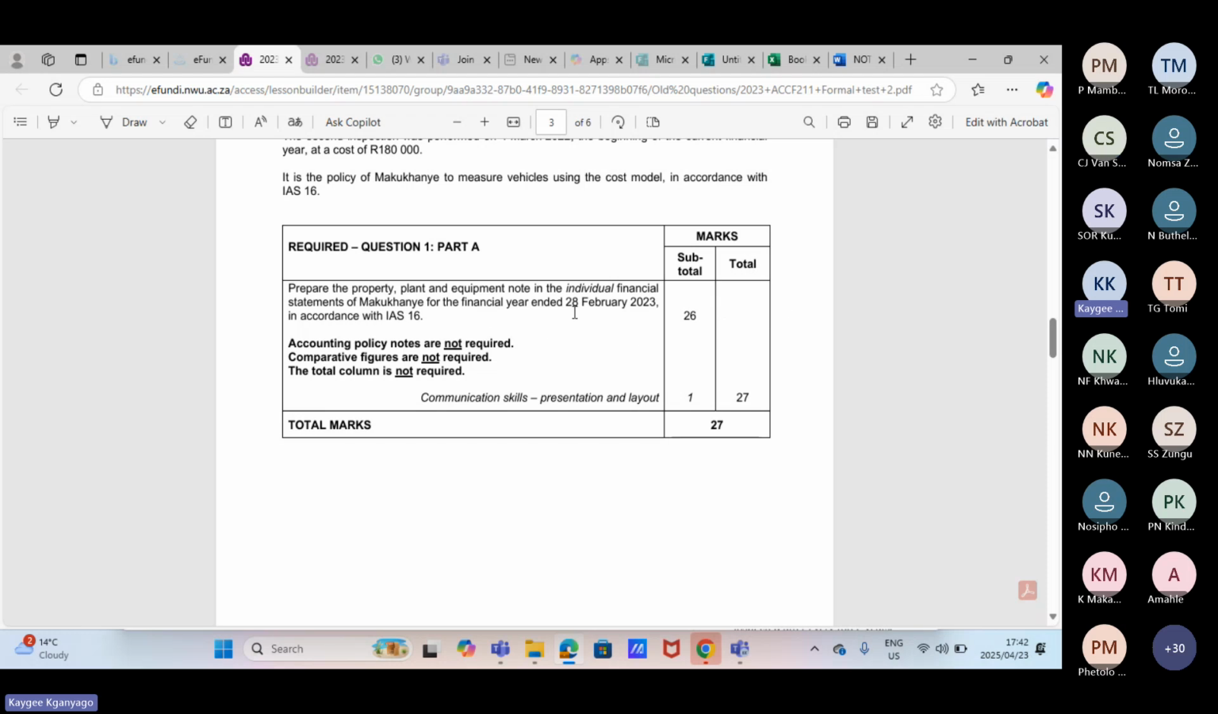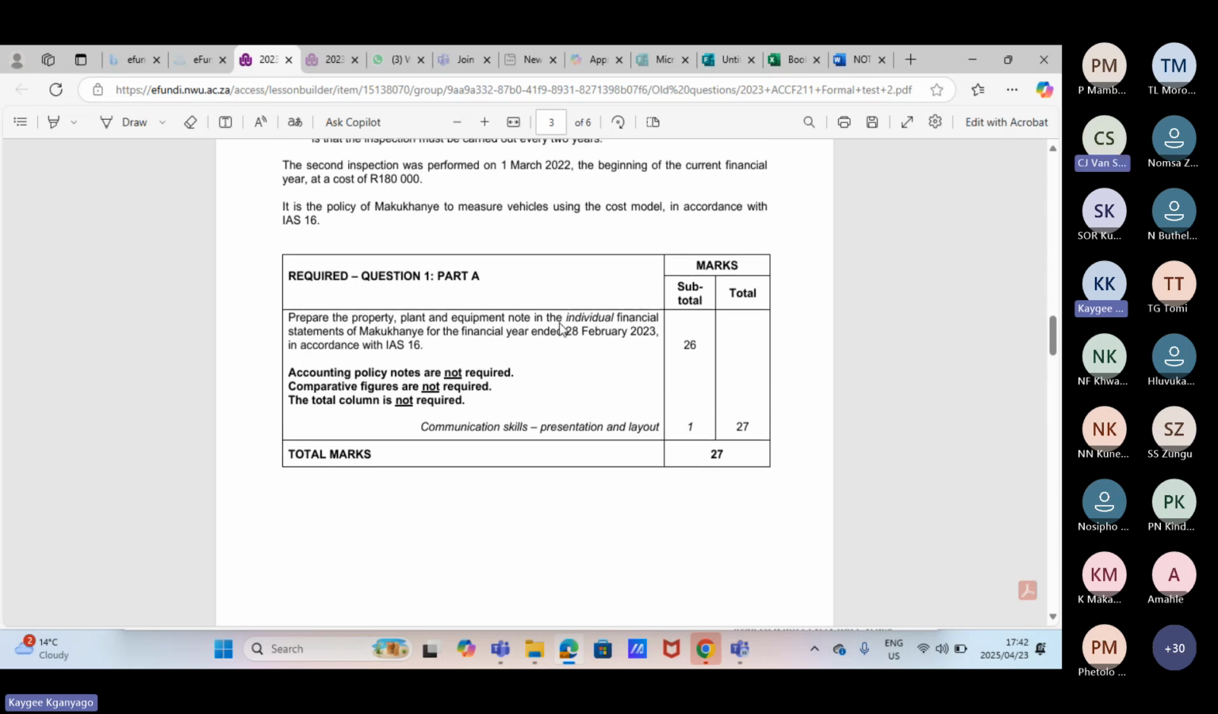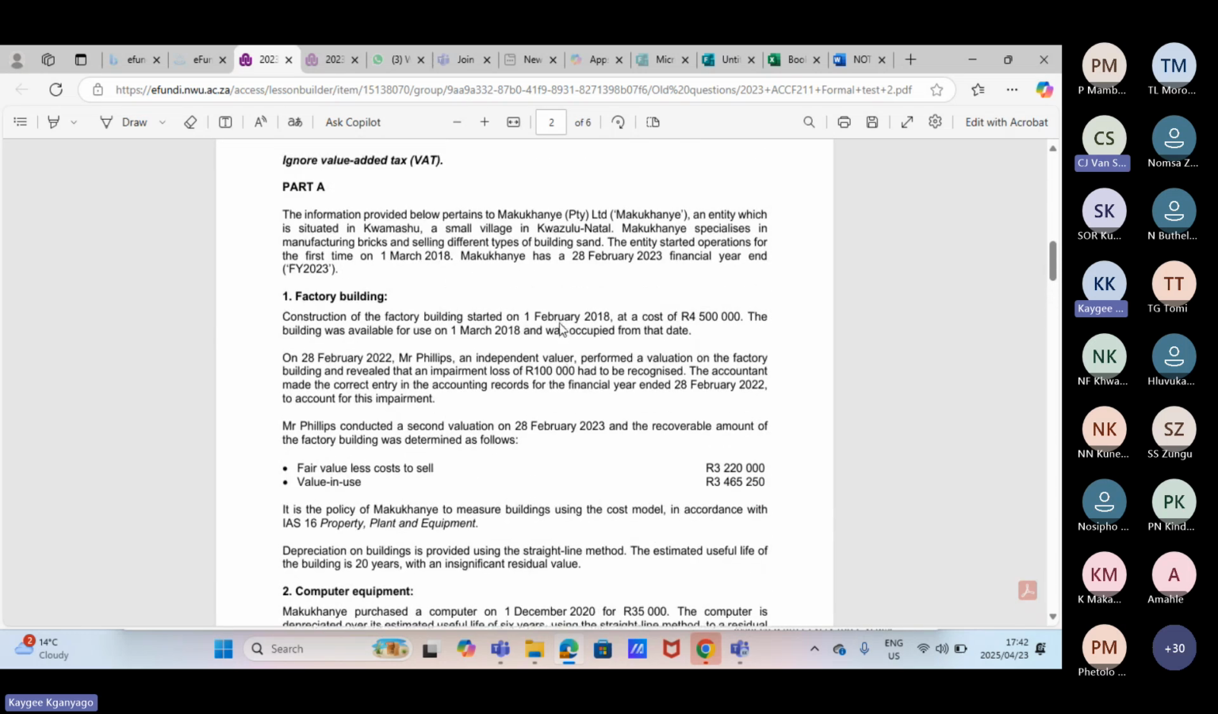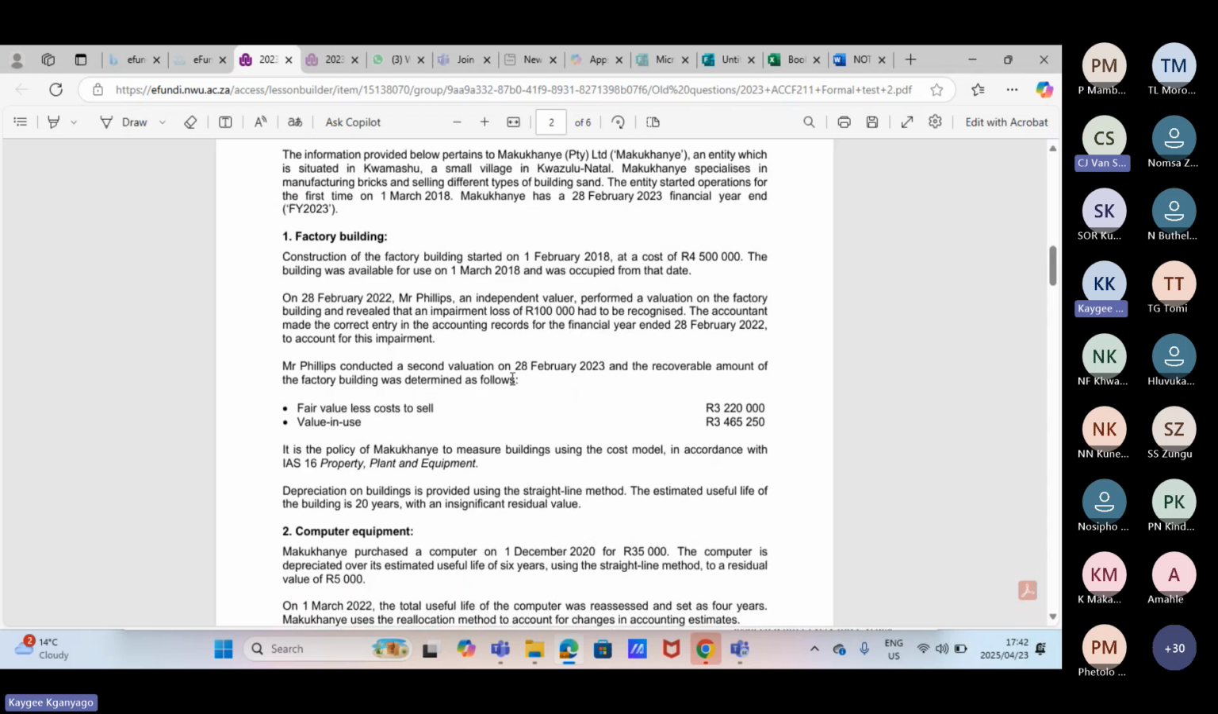Okay. So for this question, I must make calculations until 28 February 2023. Do you agree on that one? Yes, it's what I was saying. I was just confused because I thought we said that we should do 2022's calculations as well. We're doing calculations from the day the asset was taken into use, from the 1st of March 2018. Did I answer you? Yes, thank you.